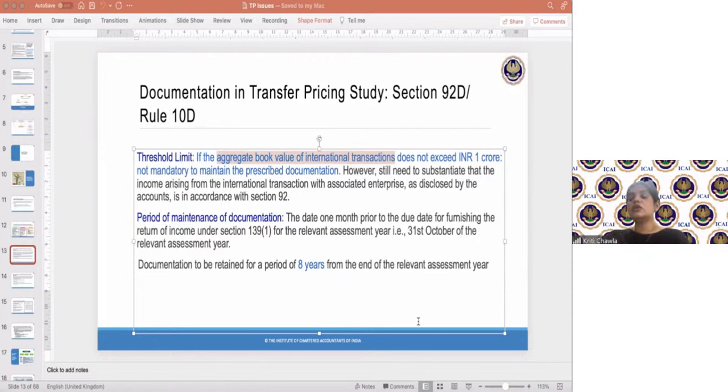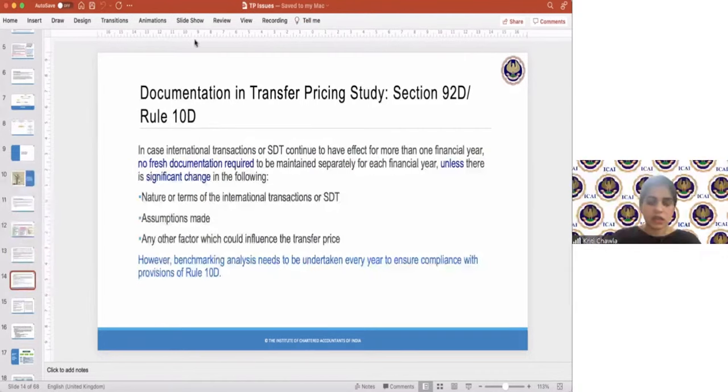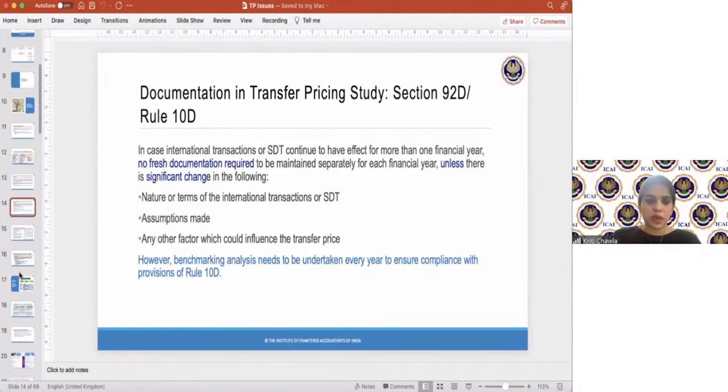So 20 crore, the threshold limit, is for applicability, whether transfer pricing is applicable or not. After the applicability is discovered, then you need to see whether compliance is needed or not. For compliance, you need to see the 1 crore threshold. So this is what is provided here.